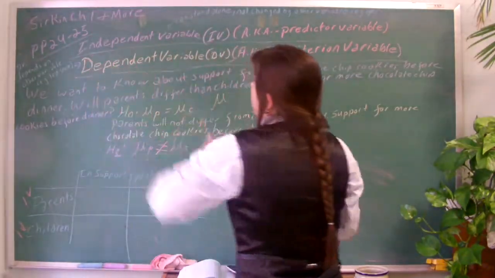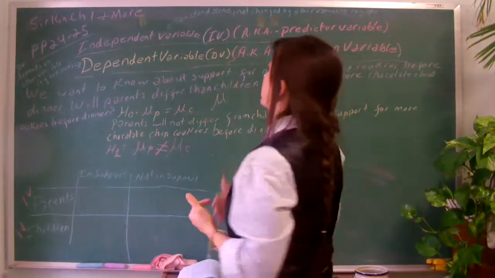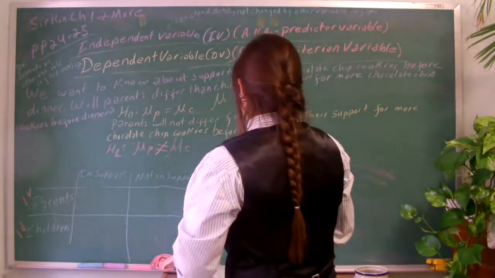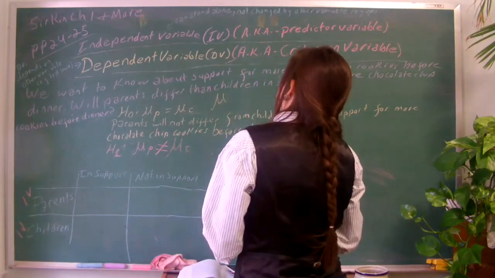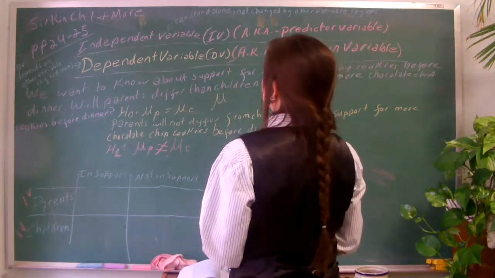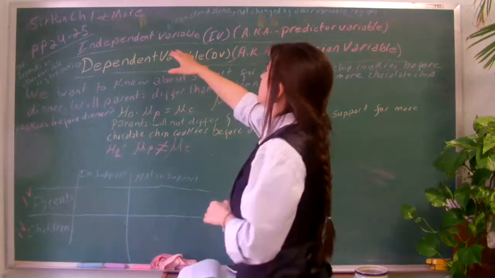Pages 24 and 25 explain independent variable and dependent variable. The independent variable is the one doing the causing or explaining of it. That's what it says. So what in the world does that mean? Well, let's explain. Let's start at the beginning.